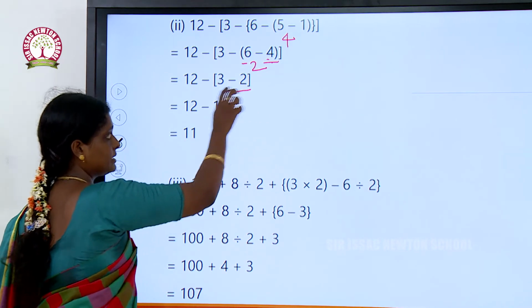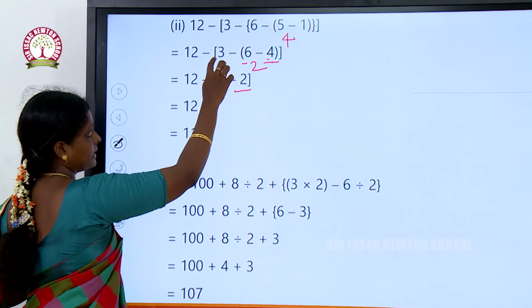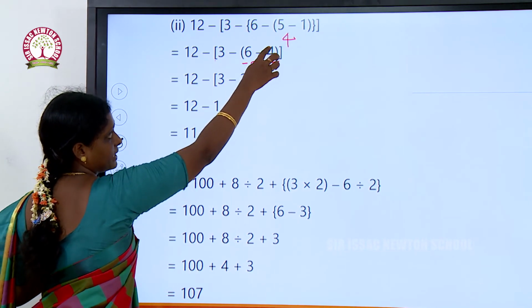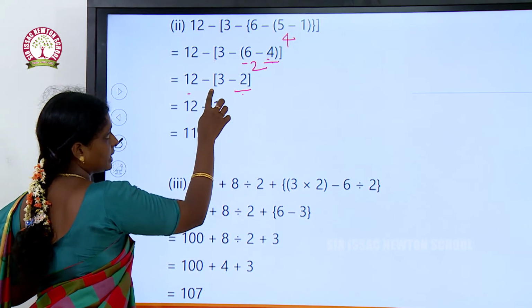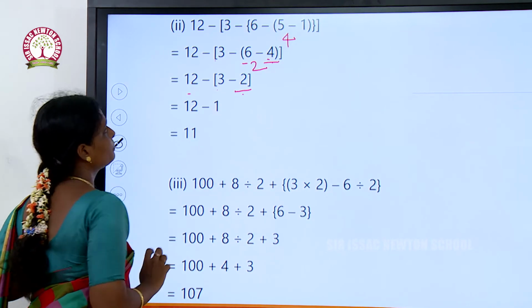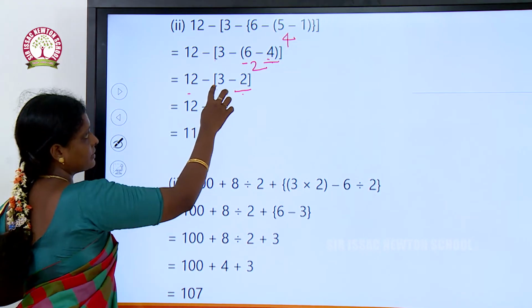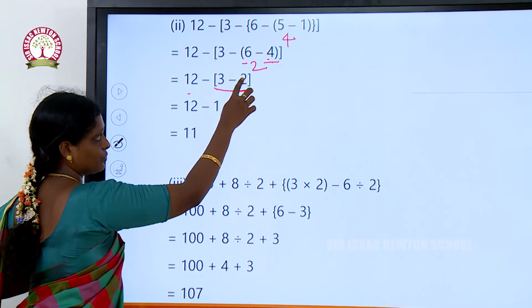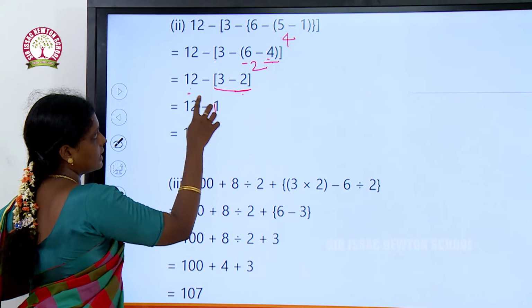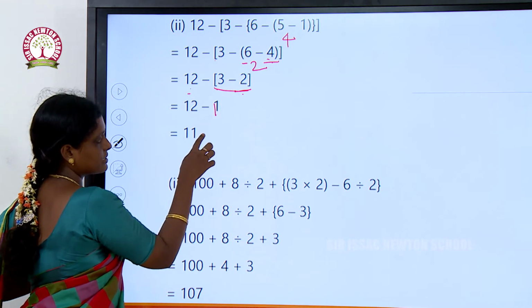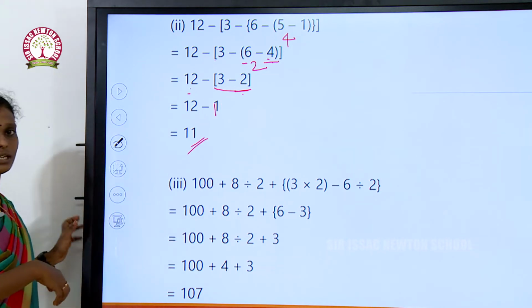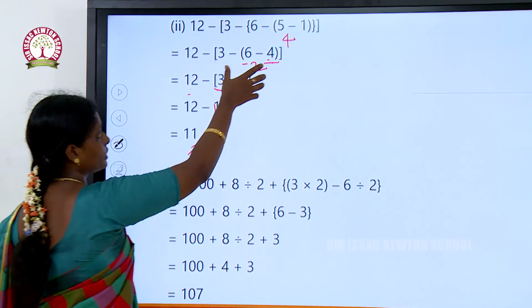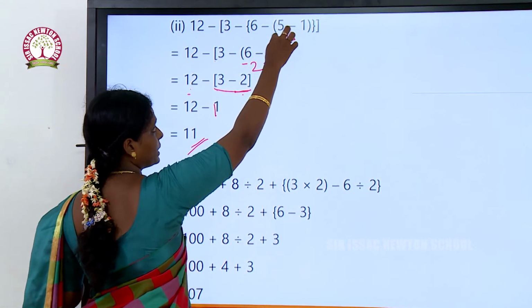So here it's 2. Now 12 minus 3 minus 6 minus 4 is 2. So 12 minus 3 minus 2. Now I am going to subtract these two numbers which is in the bracket. So 3 minus 2 is 1. So 12 minus 1 is 11. Okay, do you understand? So I am going to give importance for the brackets.